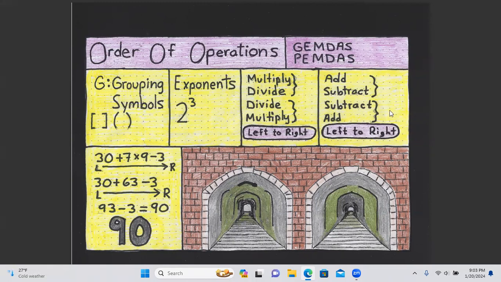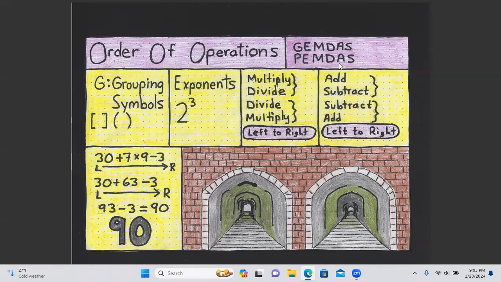First, I'd like to start with PEMDAS. The P stands for parentheses, the E stands for exponents, the M stands for multiplication, the D stands for division, the A stands for addition, and the S stands for subtraction.